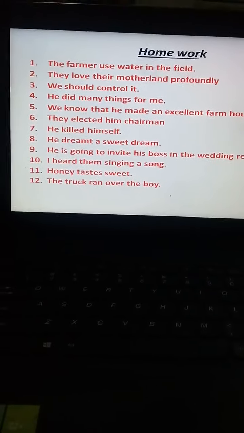My dear students, follow these rules, try to learn them and practice more and more, and please do this homework. In the next class, I will show you the rules of changing the active form of interrogative sentences and imperative sentences into passive form. So please do this homework and inbox me. I will check.